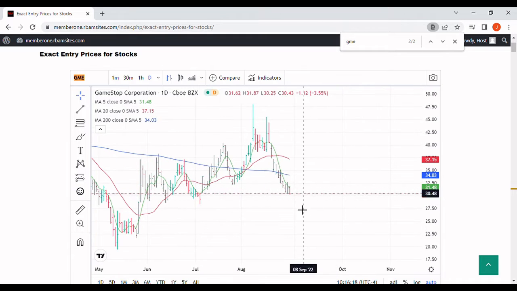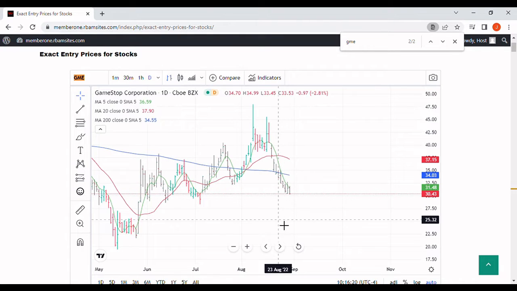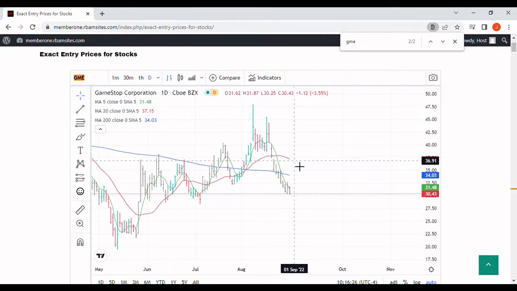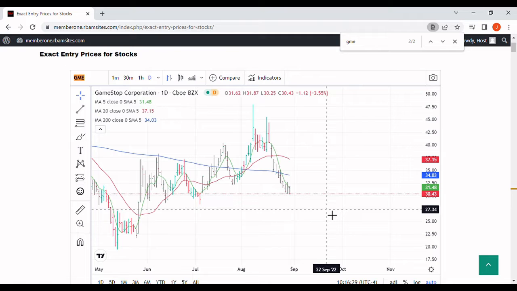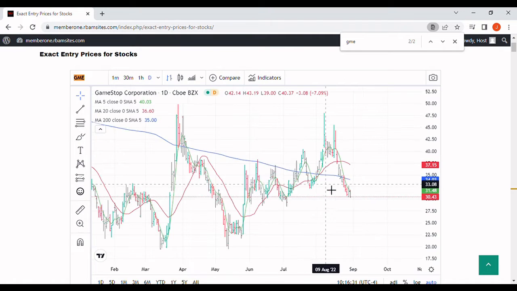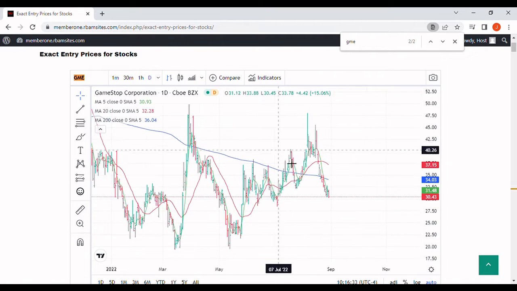You can see the price has closed the last 4 or 5 days below the 200-day moving average. We have a 5-day that has crossed over the 200-day, but the 20-day has not crossed over yet. So it's an interesting little piece of technical work going on here. This movement here looks like distribution.